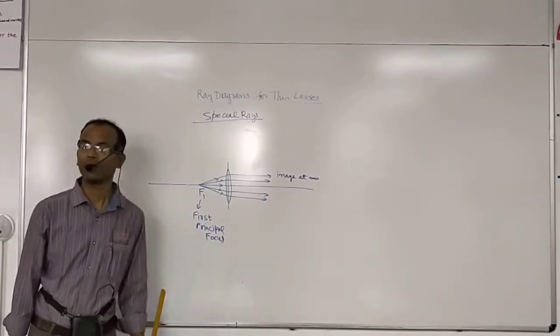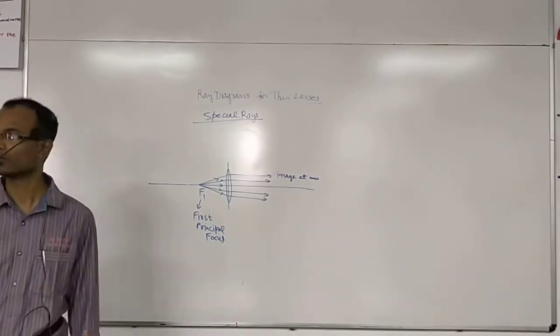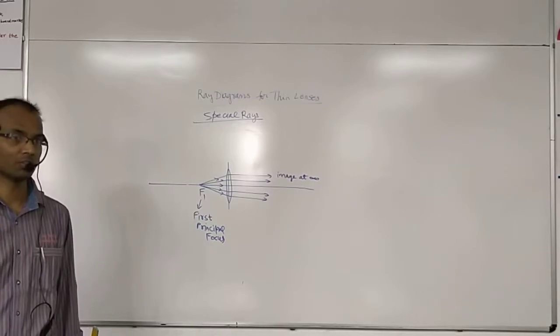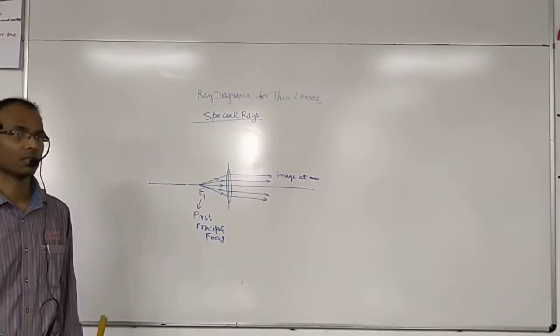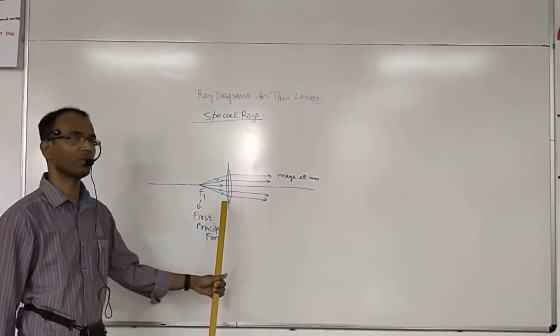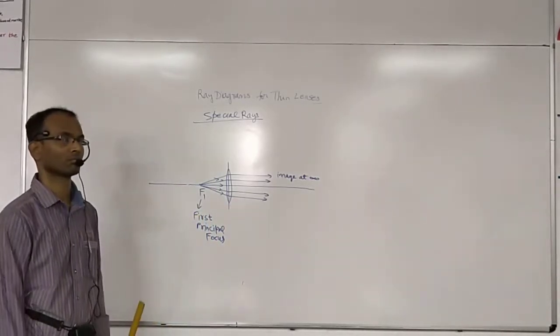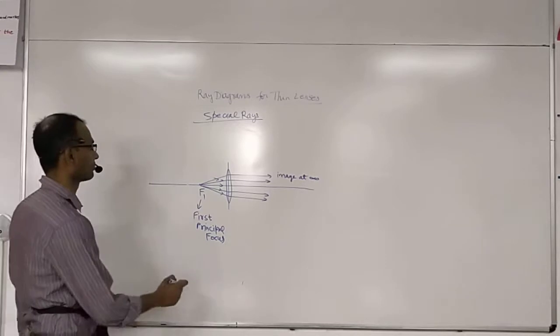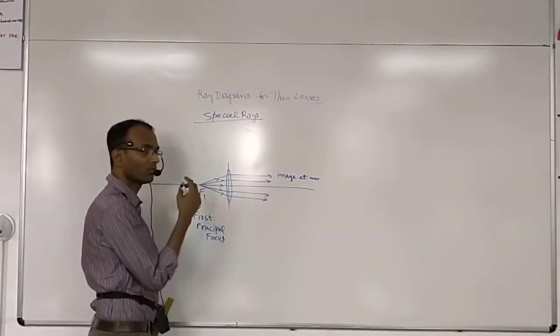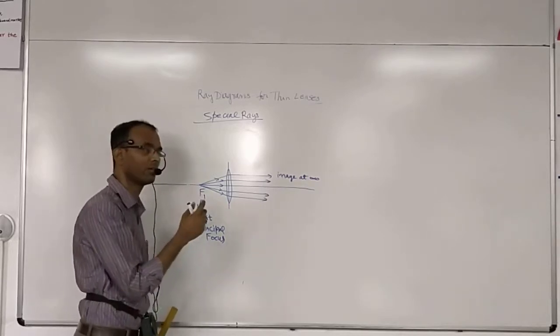It is a certain point on the principal axis at which, if a point object is placed, its image will be formed at infinity. How will it be formed at infinity? These light rays don't seem to meet, right? One way of saying they never meet is saying that they will meet at infinity.